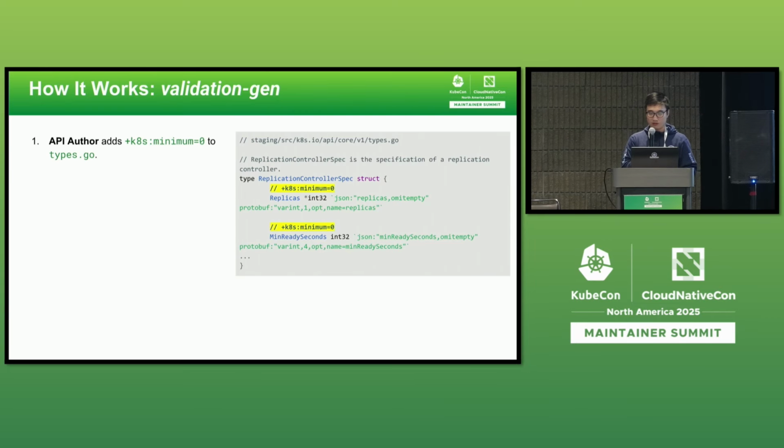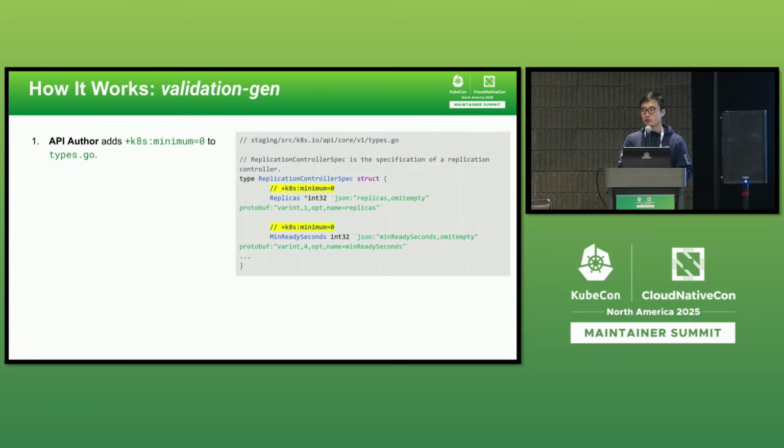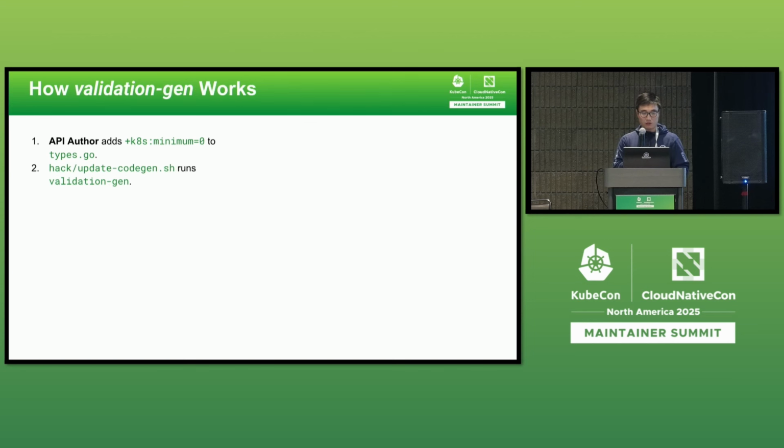So let's take a concrete example to see how it works for the API author. First step, they'll add tags in the types.go directly. Take the previous example, it will add the minimum tags to the fields. Then you will run the update codegen script, which is also a part of CI. Then you will run the code generator, which generates the code in our source tree.